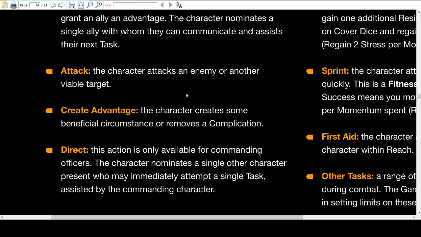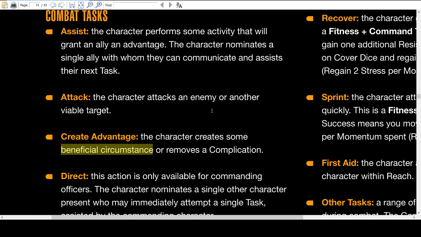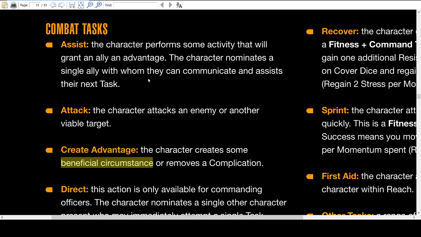I'll be interested to know how this is supposed to actually work. But in any case, I think beneficial circumstance is probably the most primary and common use of create advantage. Obviously this needs a better explanation. What's the difference between create advantage and assist? I need a better distinction between the two so that characters and myself as a GM would know how to use them.